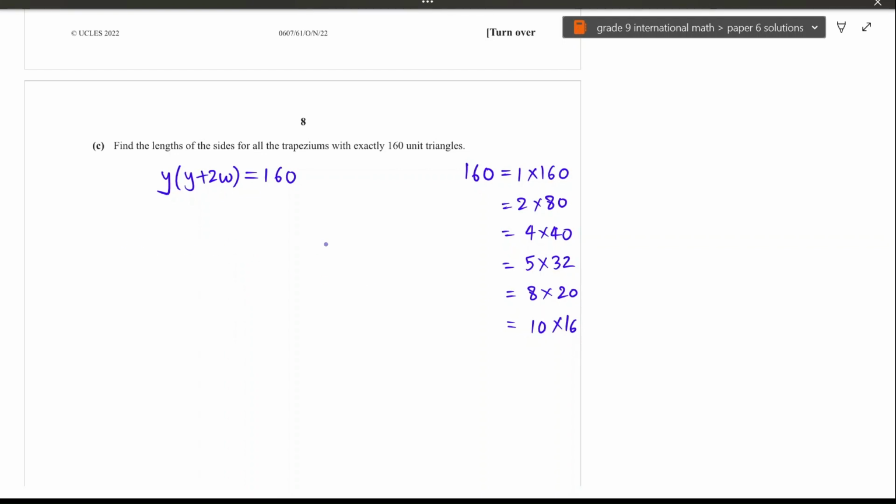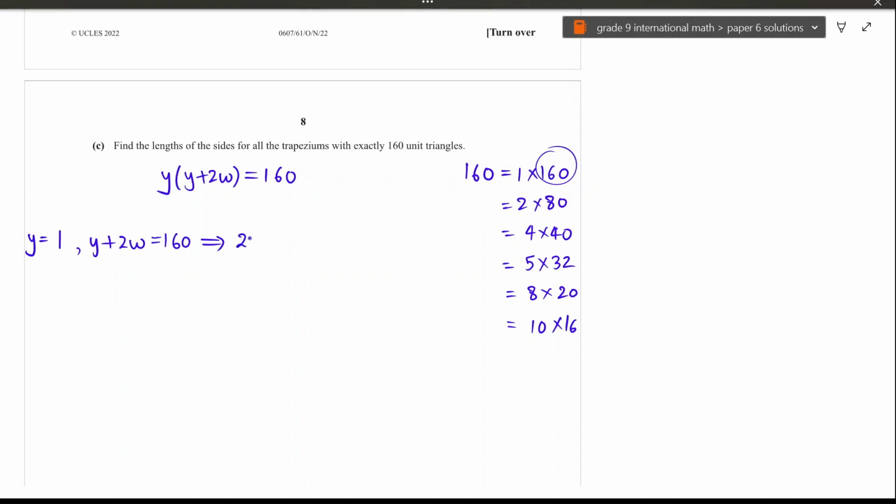Now I will take every possible value of Y. Let me try Y equal to 1. If Y is equal to 1, the other factor has to be 160. So Y plus 2W is equal to 160. With this combination, Y is equal to 1, so 2W will become 160 minus 1.